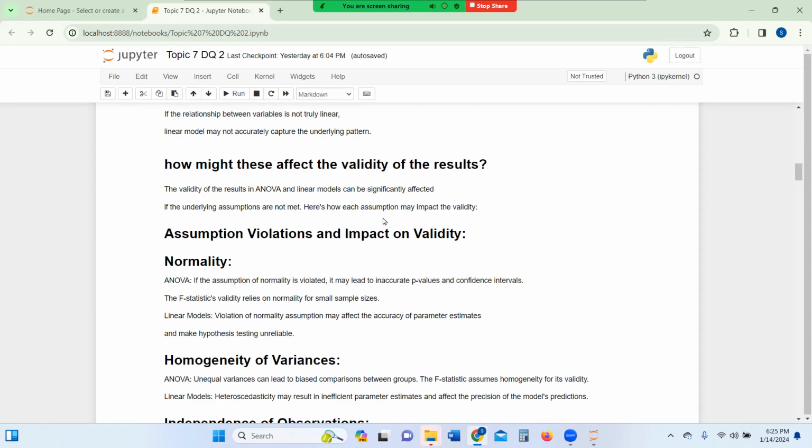underlying patterns. Now, what affects the validity? The validity of the results in ANOVA and linear models can be significantly affected if the underlying assumptions are not met. Generally, the assumption violations and limitations could lead to incorrect parameter estimates, inflated or deflated p-values, and unreliable confidence intervals. The overall generalization and applicability of the model's outcome to new data may be compromised, and it is crucial to carefully check assumptions, contemplate alternative models, or use robust methods when assumptions are not met to ensure the validity of statistical analysis.